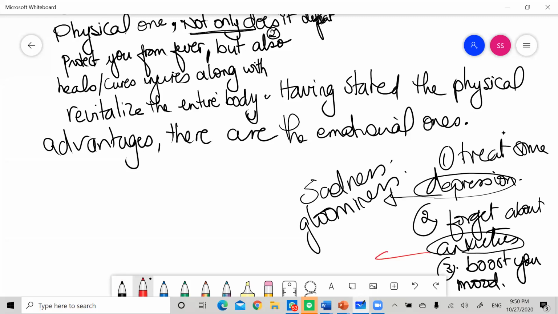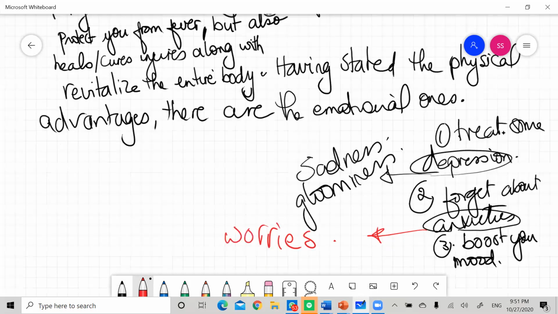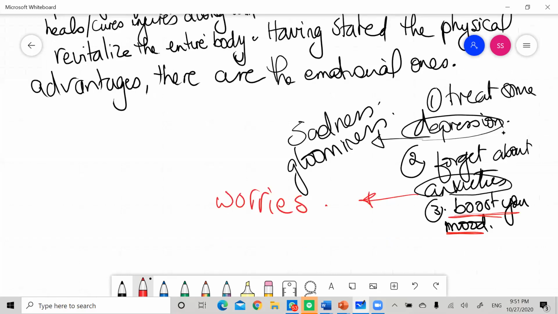Anxieties, let's say worries, right? Miss, can we say eagerness? Eagerness, no. Eager: when you are eager to do something, you are enthusiastic and you want it. Okay, what about "boost your mood" if you want to change it? Miss, can we say concern? Concerns, yes. For anxieties, you mean? Oh, yeah. Yes, concerns. So what about boost your mood? We can say backup. Backup what?